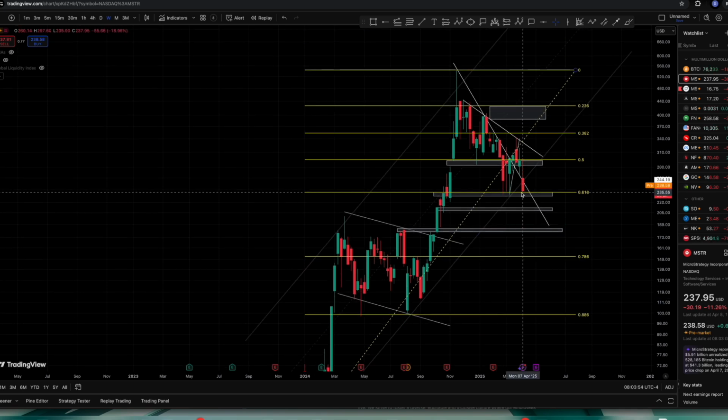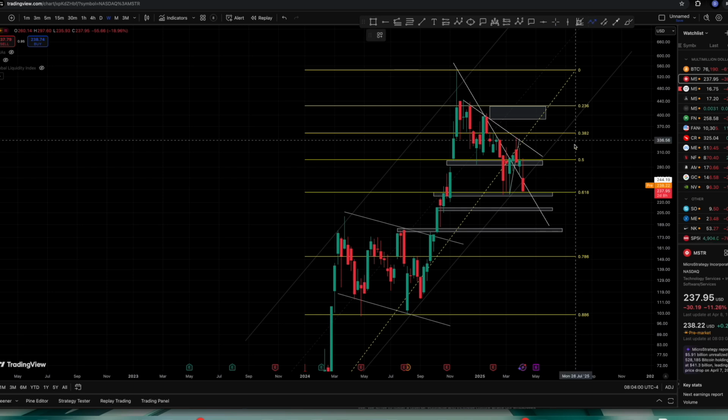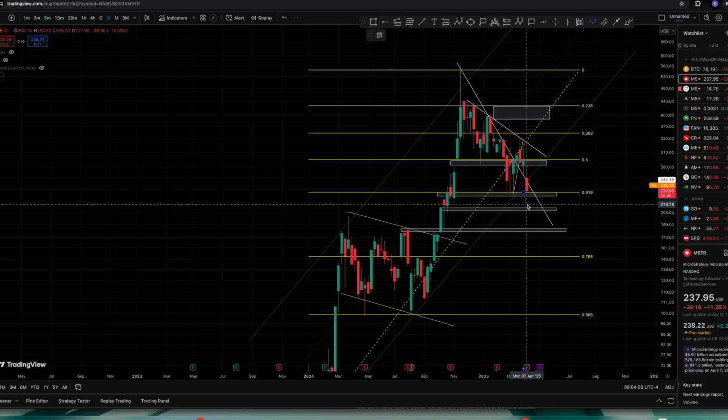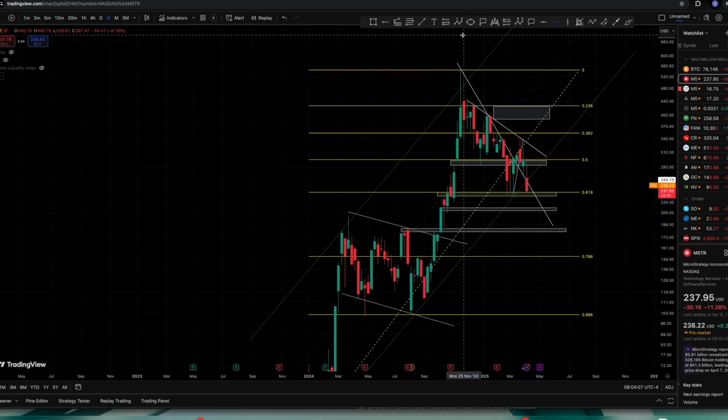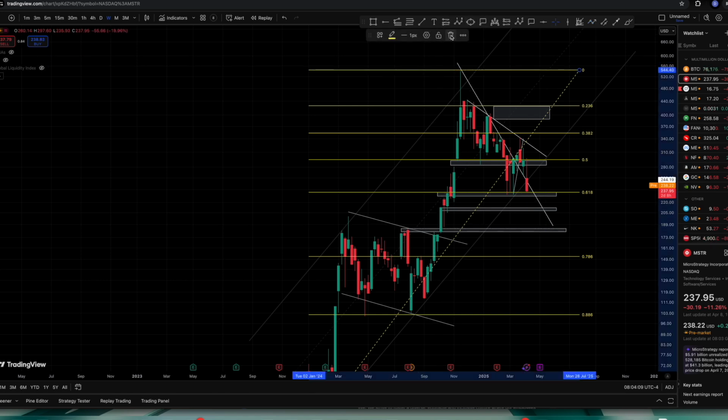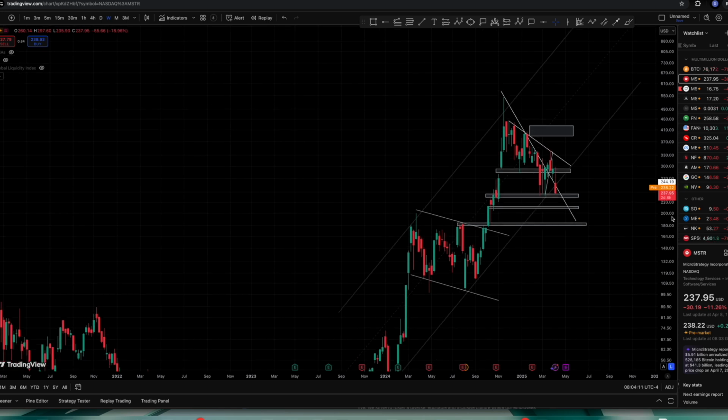So maybe we get another wick, just how we've seen here, these 3 candles. Or if we don't get that wick, then we get that close retest of the 618 and push down further. Not what I want to see, but it's always possible. So keep that in mind.